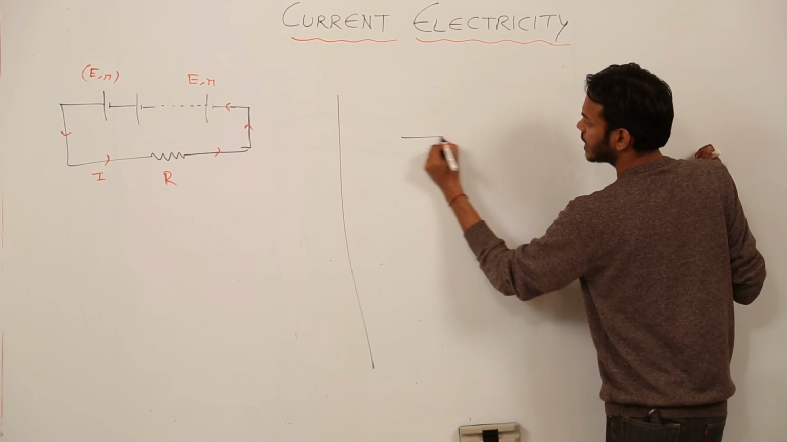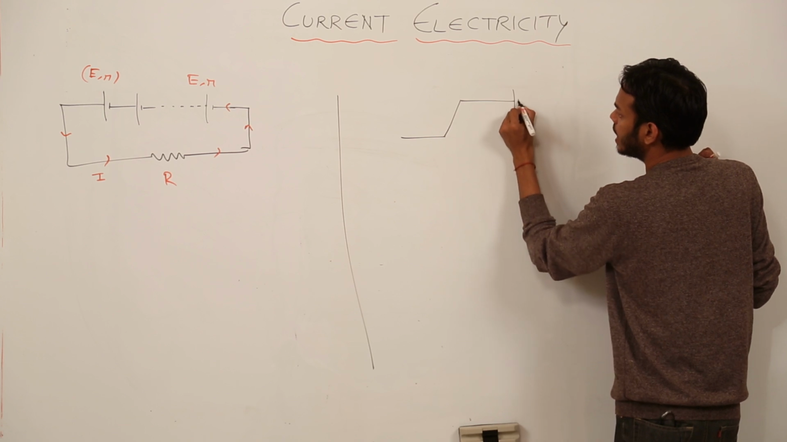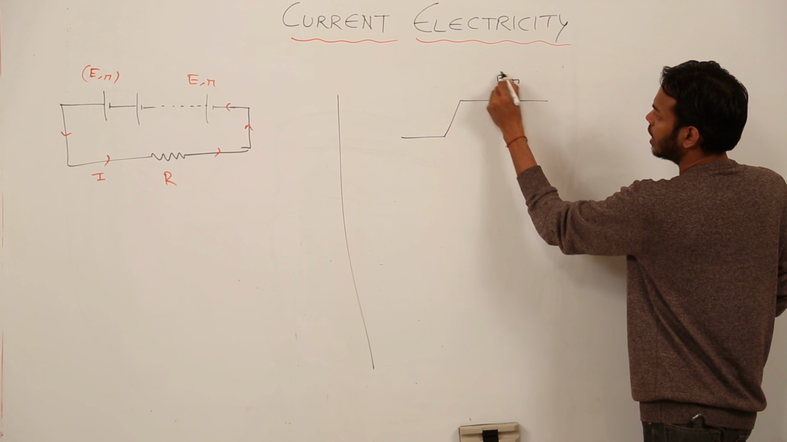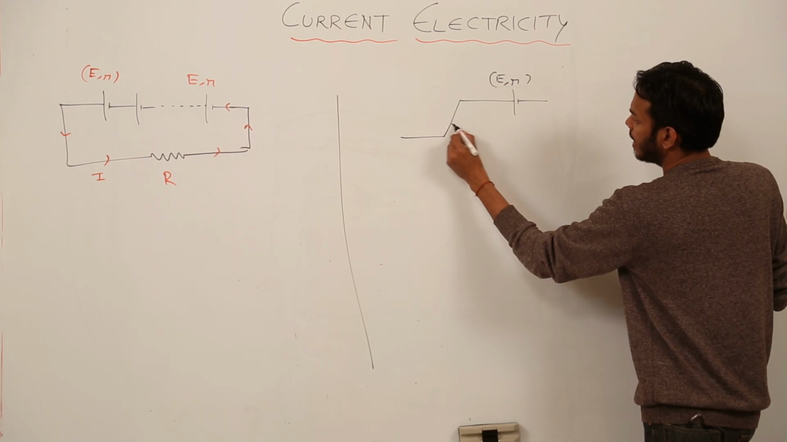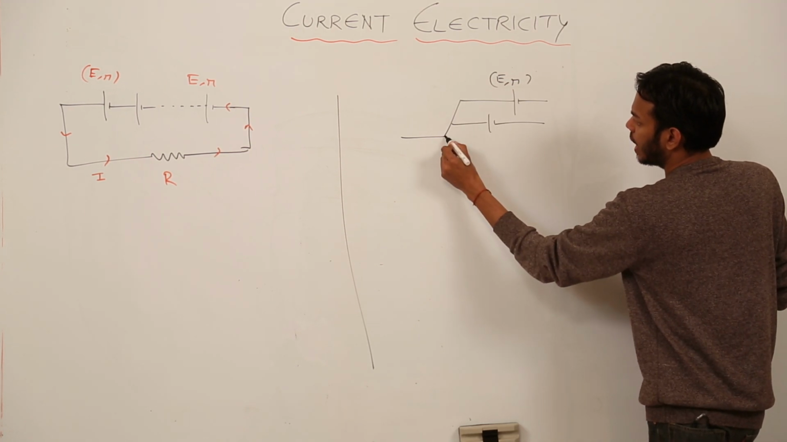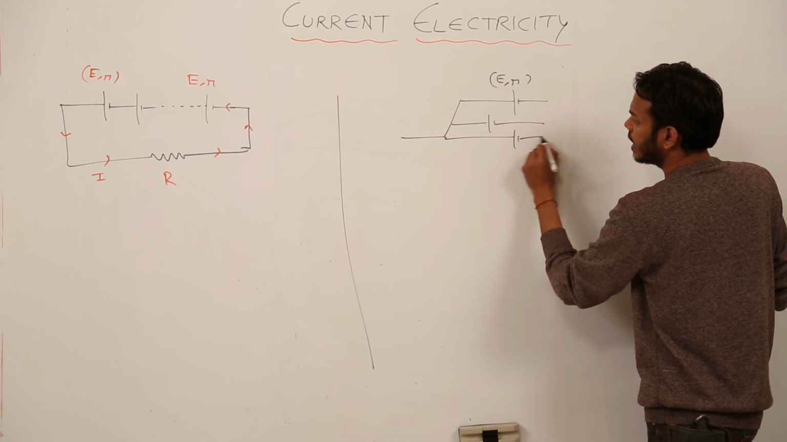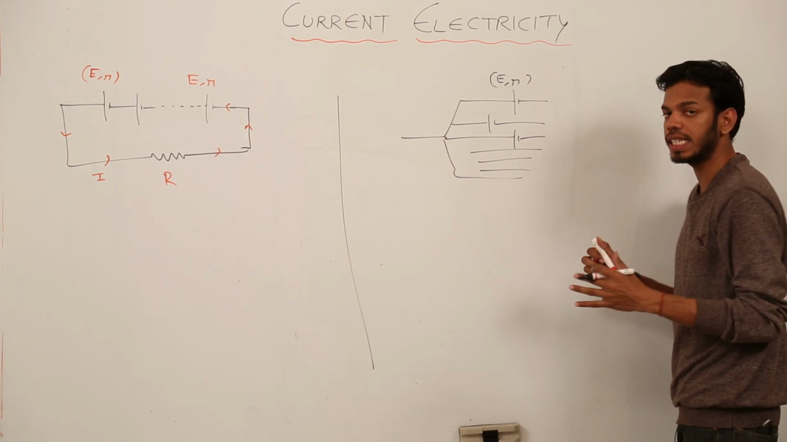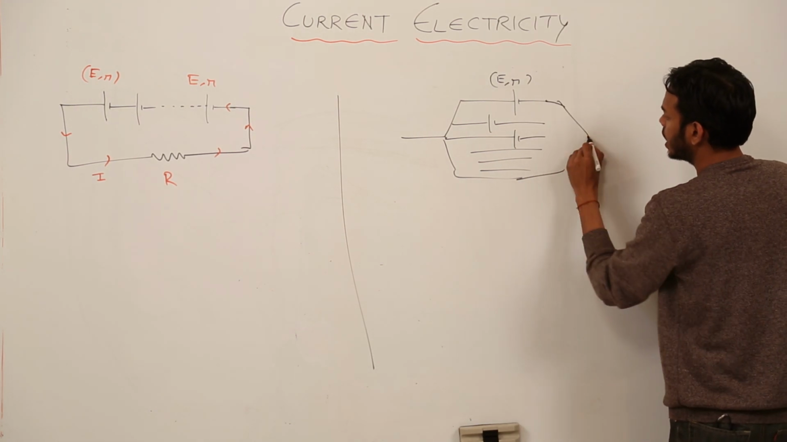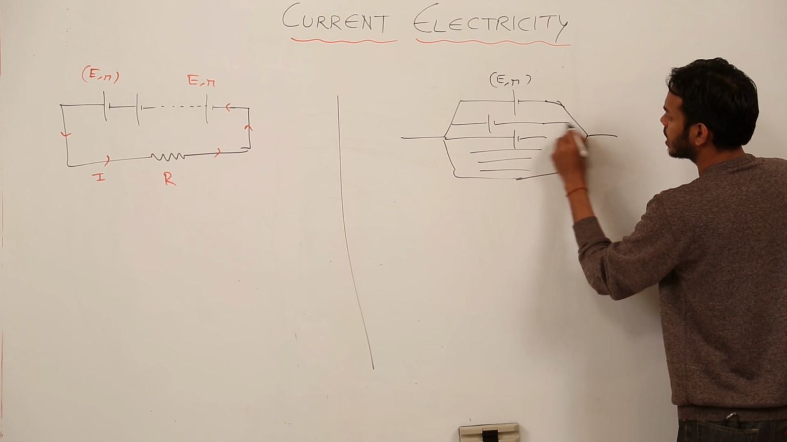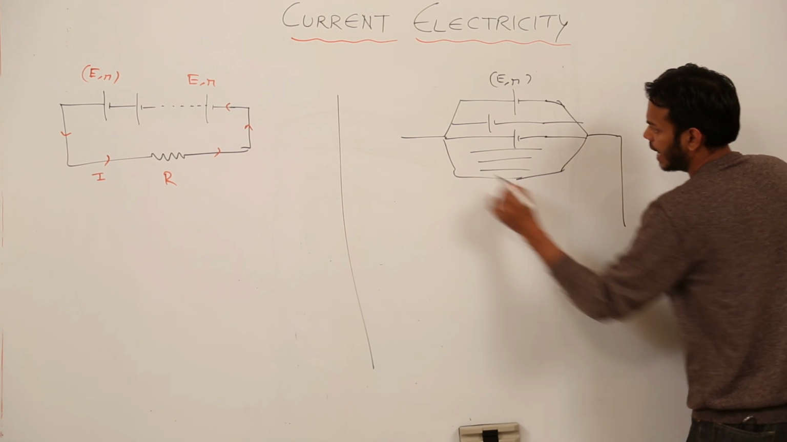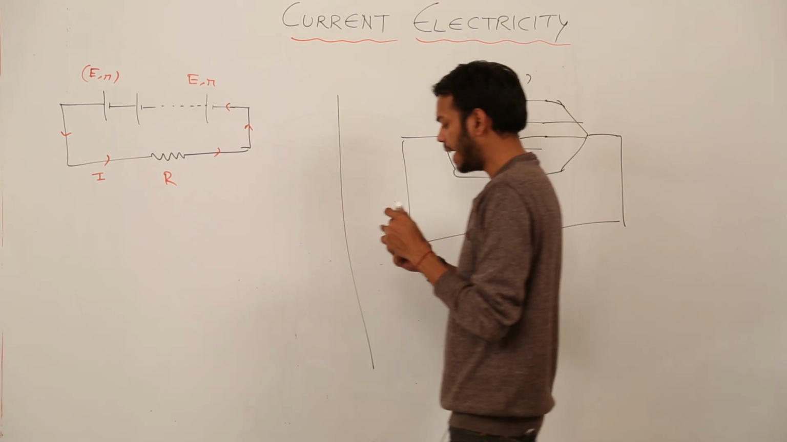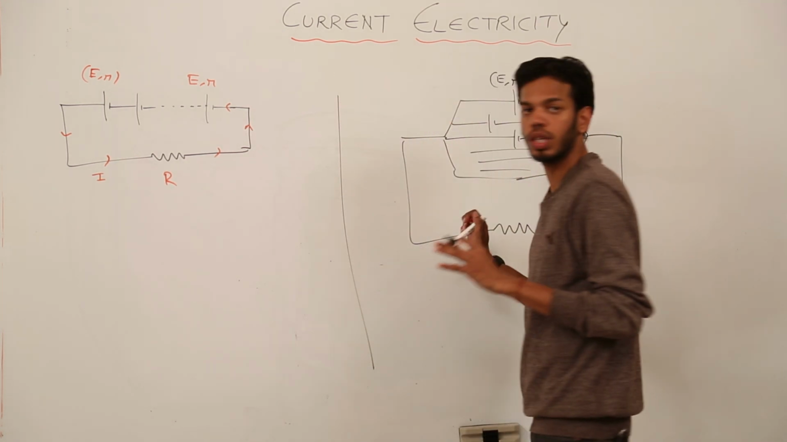I have a cell of rating E comma r, and I have another cell, and similarly I have so many cells. That means I have n cells right now, each connected in parallel and externally connected to the external resistance R. I have to find out the value of current in both the cases.